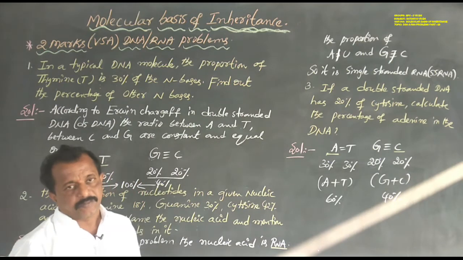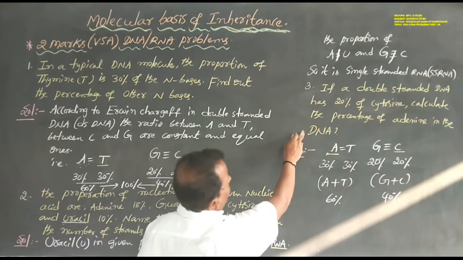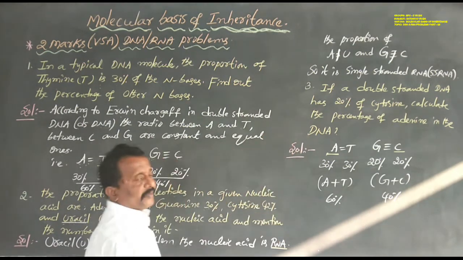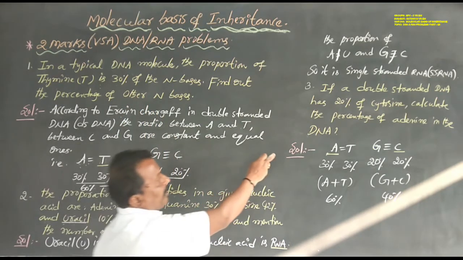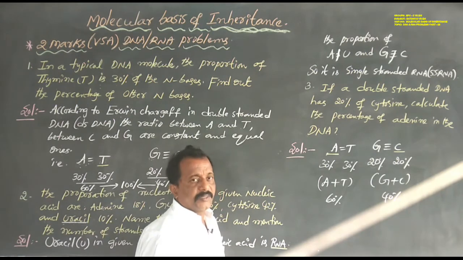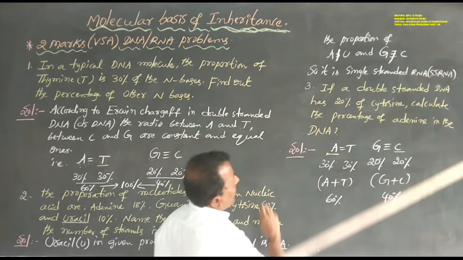This is the second problem. And next, coming to the third problem over here, this is also a DNA problem. So first problem DNA problem, second problem RNA problem, third problem over here DNA problem. Remaining all are problems similar in DNA and RNA. So, third problem over here.